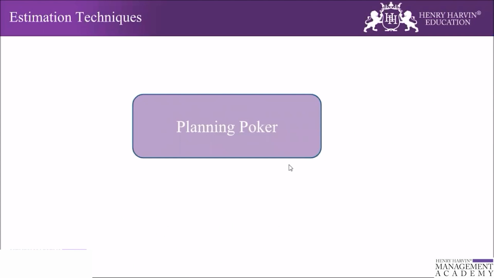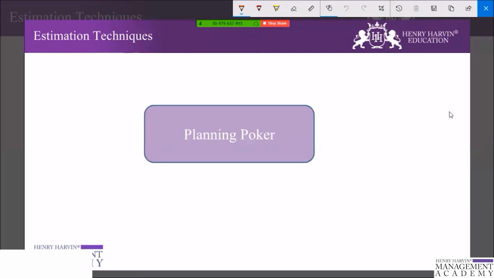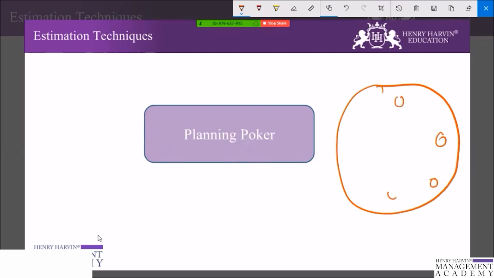So if we go with planning poker first, in this estimation technique, all the people who are supposed to do the estimation sit in a round circle for the planning poker session, right? That is what we see here, all the people who want to do estimation in planning poker sit here.